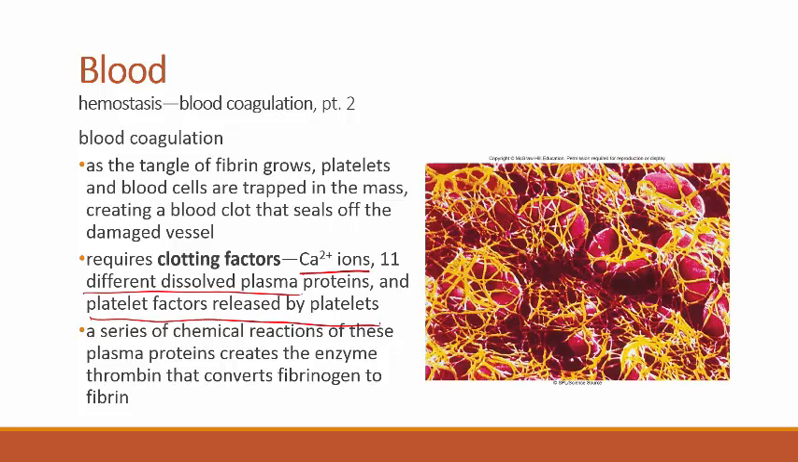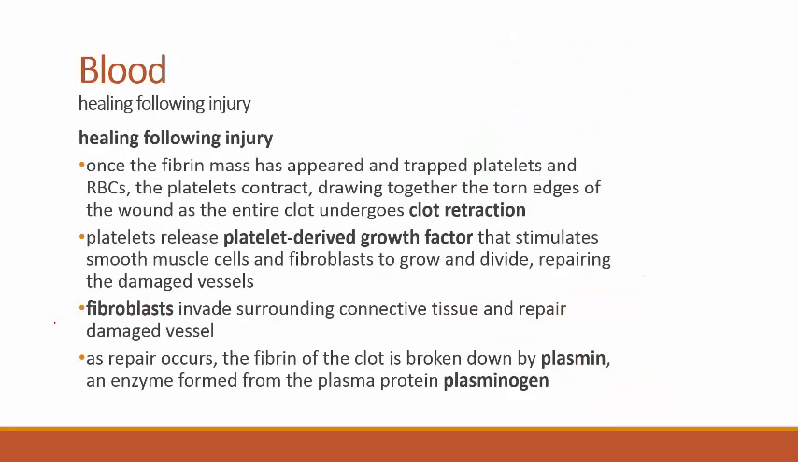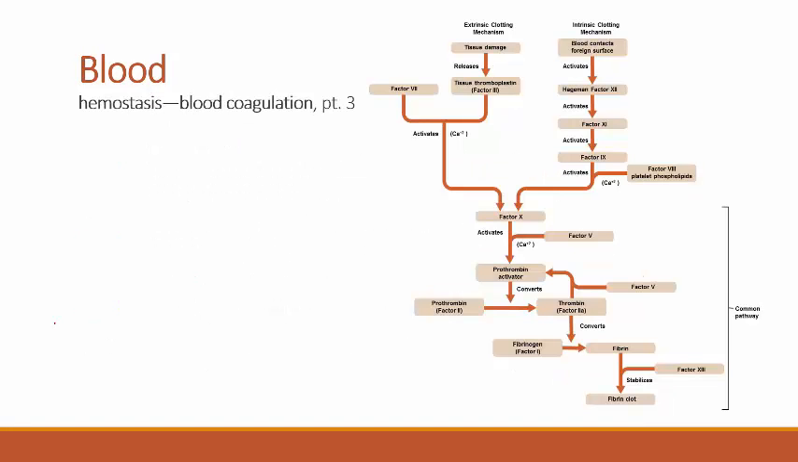And so it's this series of chemical reactions that first creates from prothrombin the enzyme thrombin, and then converts fibrinogen into fibrin. And so here we have the image from the book that shows this series of chemical reactions.